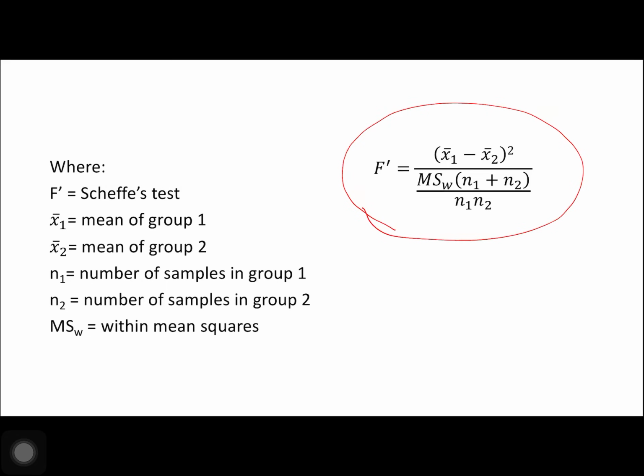We have there F prime is equal to the mean of group 1, or the first group that we're going to test, minus the mean of group 2 squared, divided by the mean square within, times n1 plus n2 divided by n1 times n2. So, for our example problem, let us conduct the Scheffe's test.